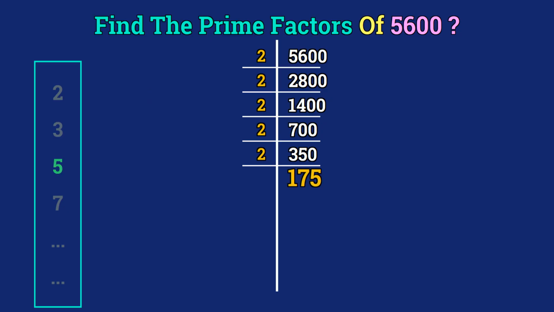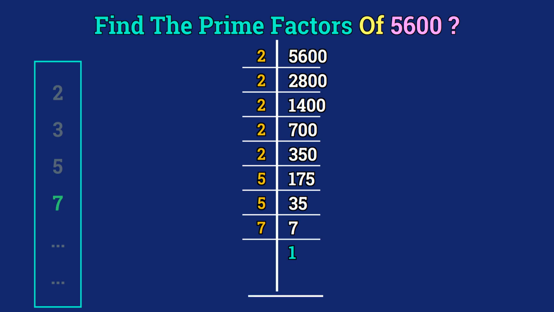So 175 divided by 5 equals 35. Dividing 35 by 5, which equals 7. So 35 divided by 5 equals 7. Dividing 7 by 5, the result is not integer. Since the result is not integer, we will try to divide by the next number. Dividing 7 by 7, which equals 1. So 7 divided by 7 equals 1.